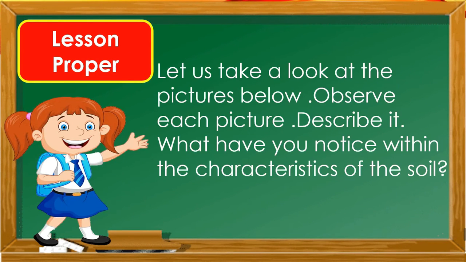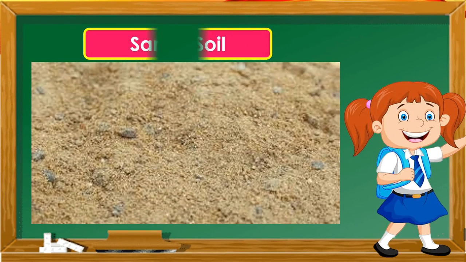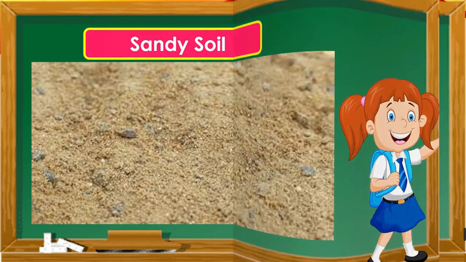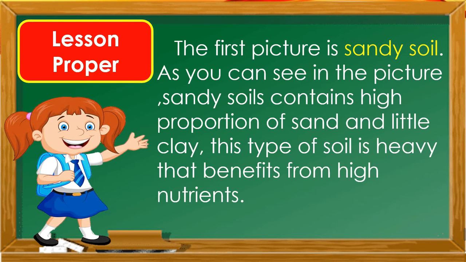Let us take a look at the pictures below. Observe each picture, describe it. What have you noticed within the characteristic of the soil? Sandy soil. The first picture is sandy soil. As you can see in the picture, sandy soils contain a high proportion of sand and little clay. This type of soil is heavy that benefits from high nutrients.